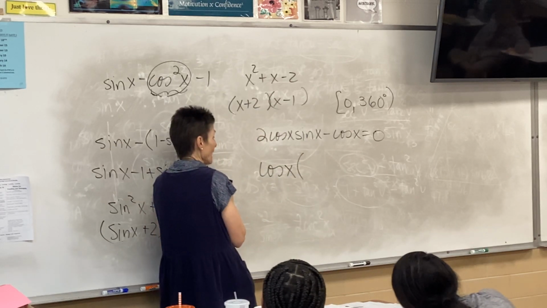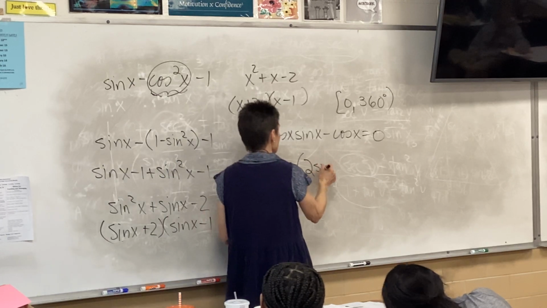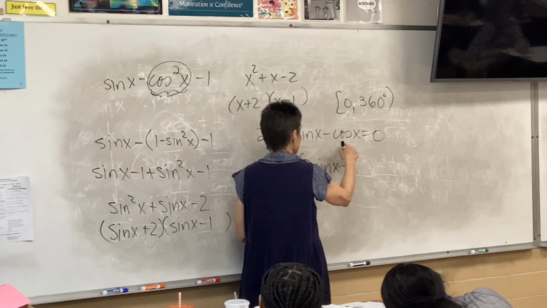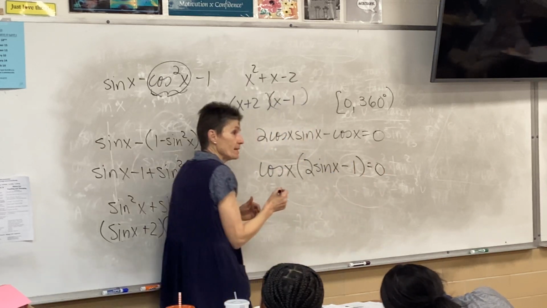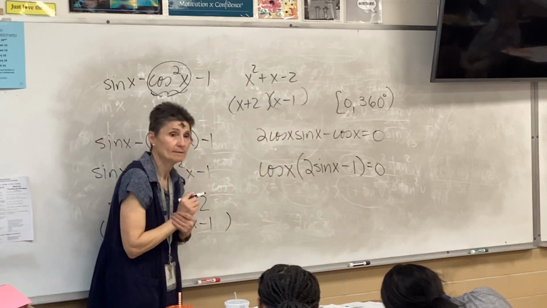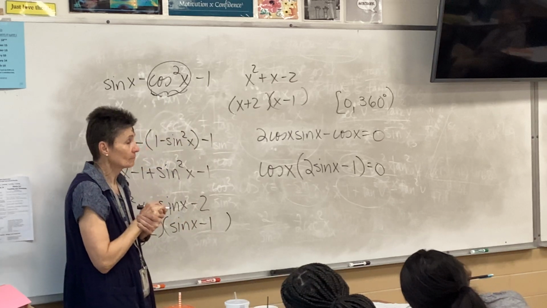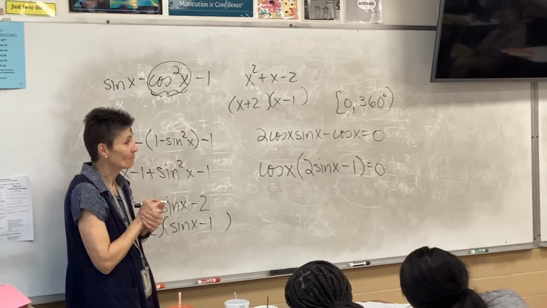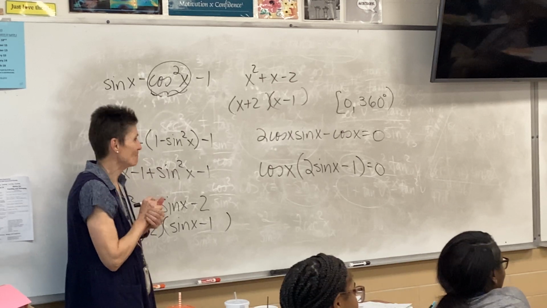What will I have left if I take out a cosine? 2 sine x minus 1. It's like regular factoring. If you take out the whole thing, you have to leave a 1 as a placeholder. But watching the clock, Brayden. You can't even see the clock. No, he's looking at the clock.